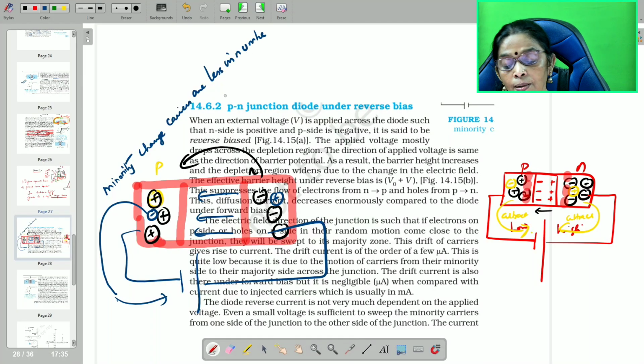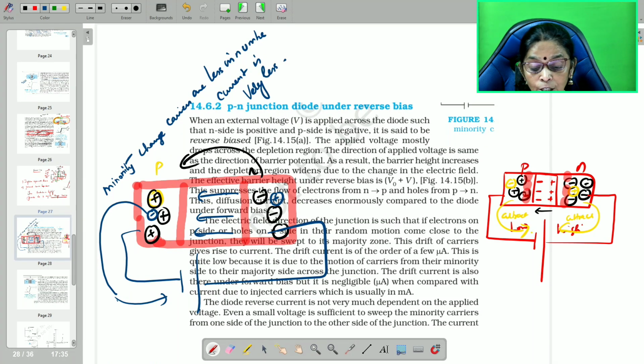that current is very less. You can see it is negligible, very small when you compare it to the majority charge carriers. So therefore the conduction is not possible.